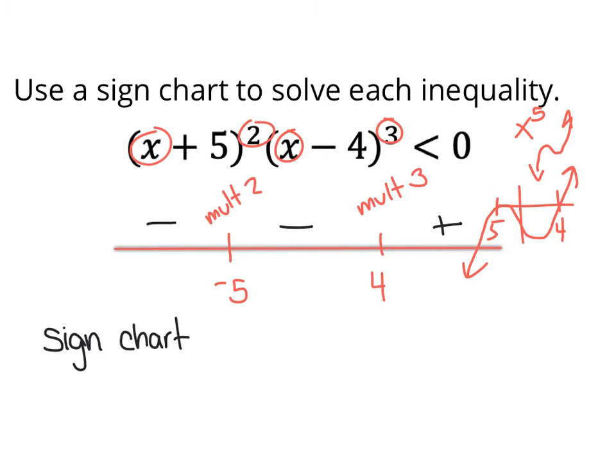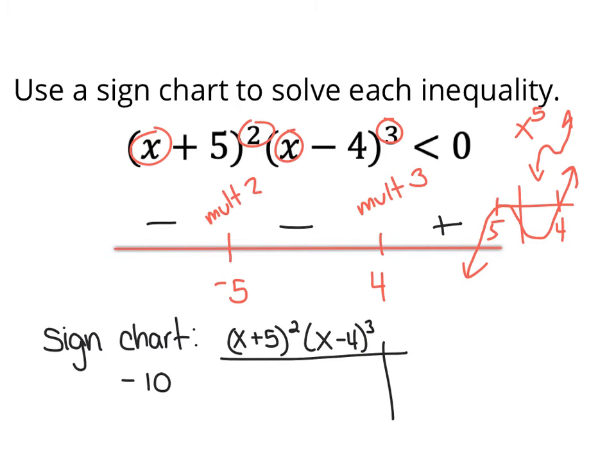So for my sign chart, I'm going to pick something to the left of -5. I'm just going to go with -10. And I'm going to plug in. When I do, I'm going to get -10 plus 5 would be -5, square that, and I'll get a positive. And then -10 minus 4 is going to be a negative, to the third would be negative. So I get a negative result, which is what I said by considering the graph.